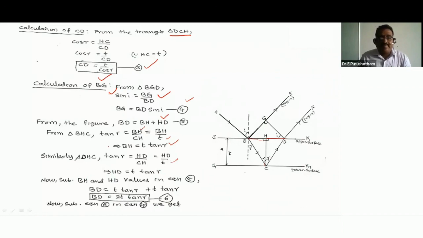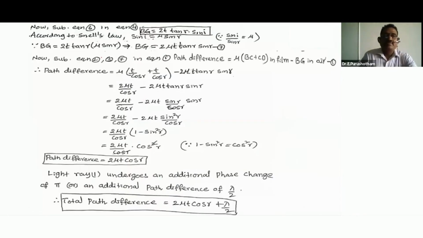Now substituting this BH value and HD value in equation 5, BD is equal to t tan R plus t tan R. BD is equal to 2t tan R. This is equation number 6. Now substituting equation 6 in equation 4, at the place of BD.